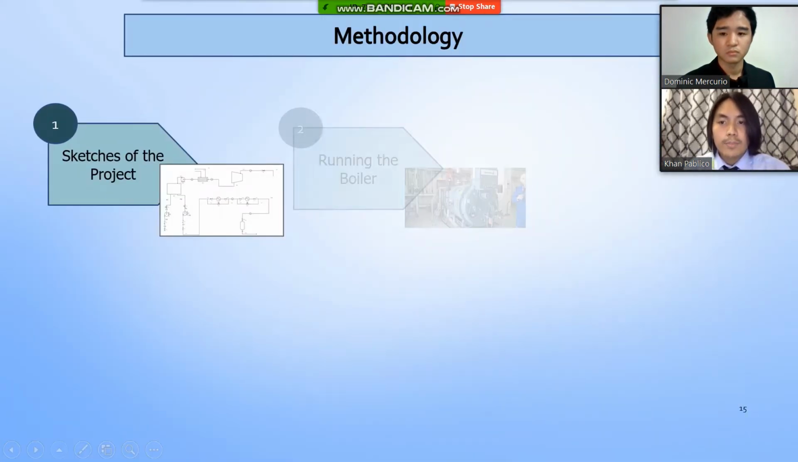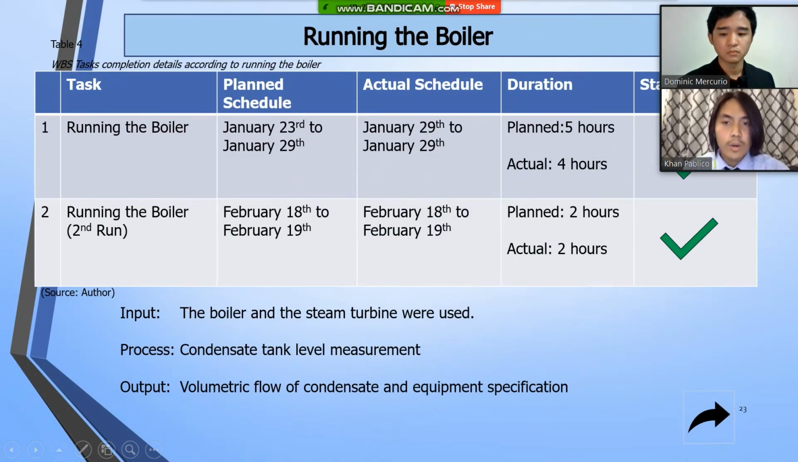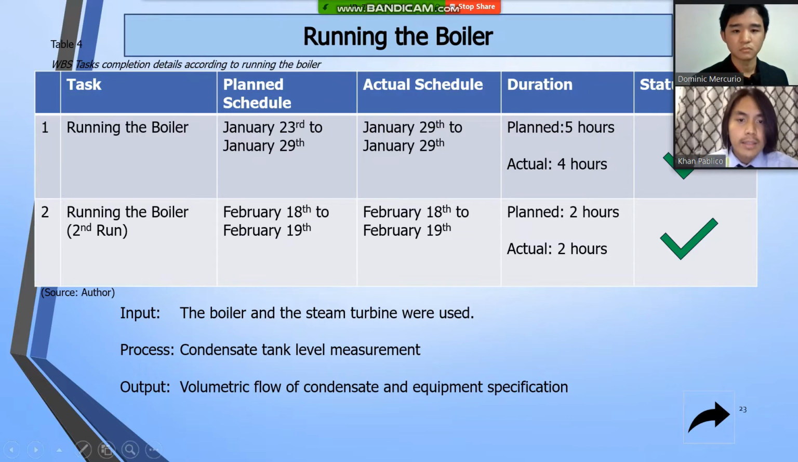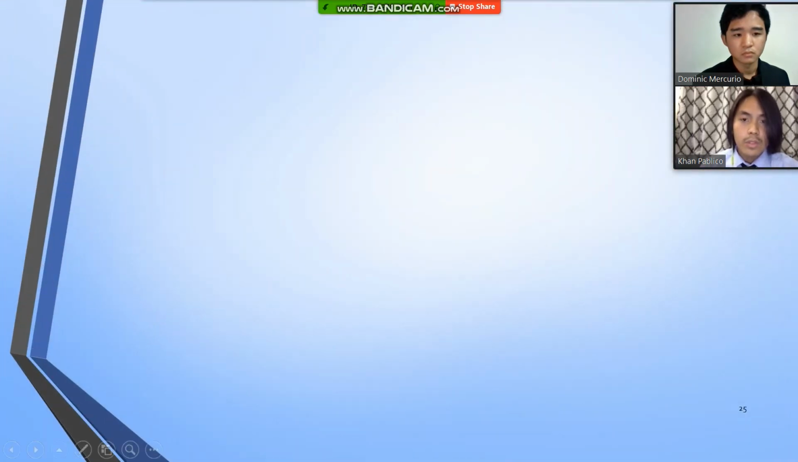So the next part of the methodology is to run the boiler. Running the boiler is authorized by the boiler operator, Mr. Brent Valen, and not just the boiler was used, also the steam turbine, so that we could take measurements of the condensate tank level. And to present to you, all of these experiments will have an outcome of the calculations that we would use for the project.